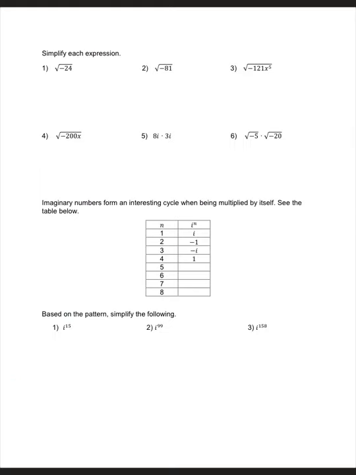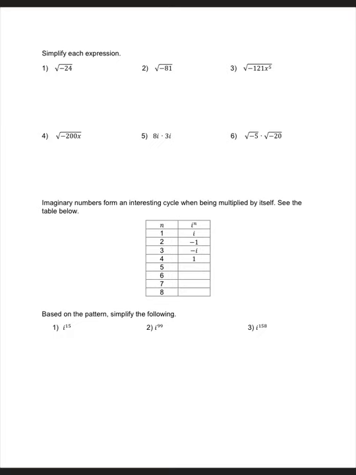All right, let's do some examples. Okay, so this says simplify each expression. So in number 1, we have the square root of negative 24. Hopefully by now, based on what we've talked about over the last day and a half, you've recognized that this is an imaginary number because there is a negative underneath the radical.